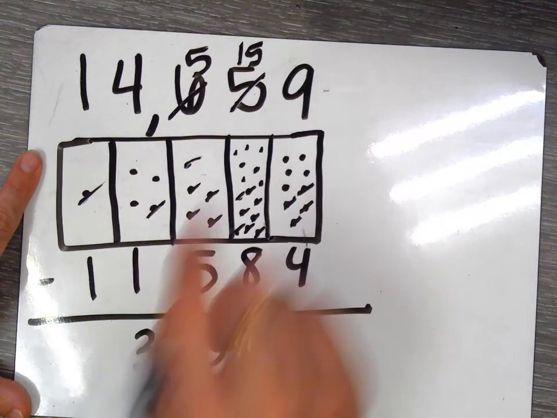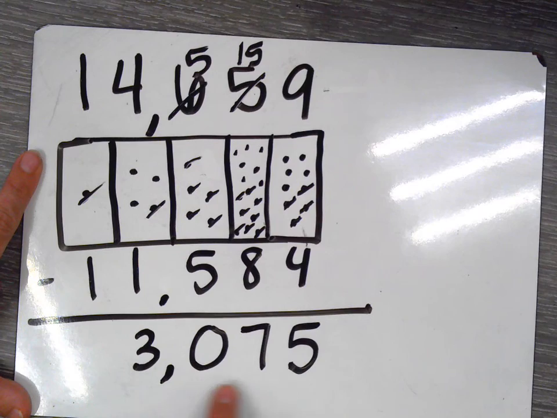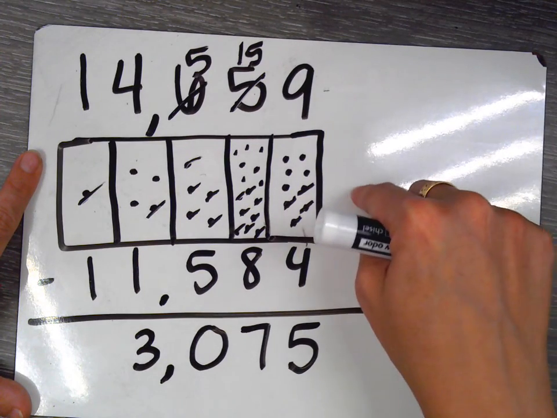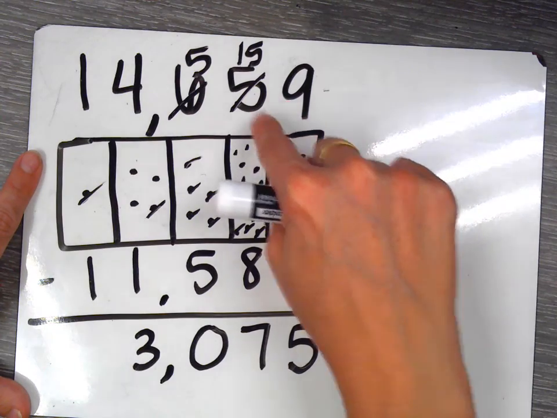14,659 minus 11,584 is 3,075. Here I just modeled it out so I can visually see, oh, I don't have enough. I have to borrow from the next place value.